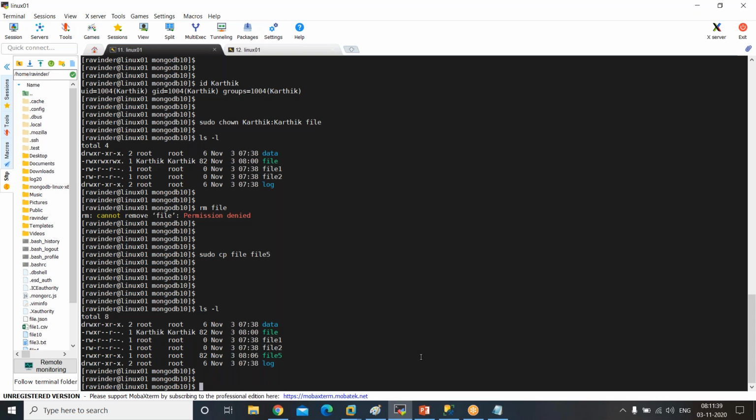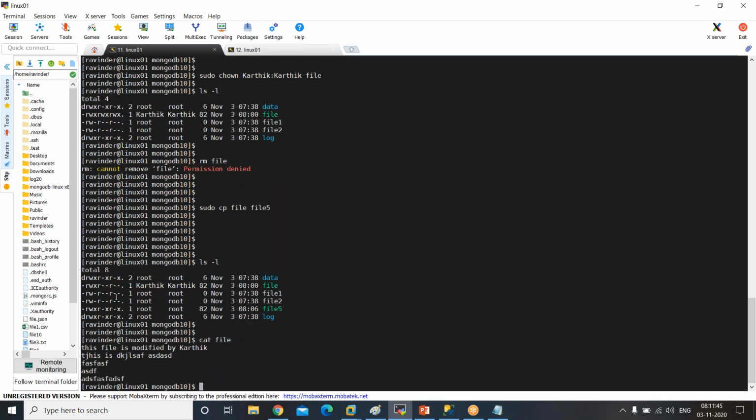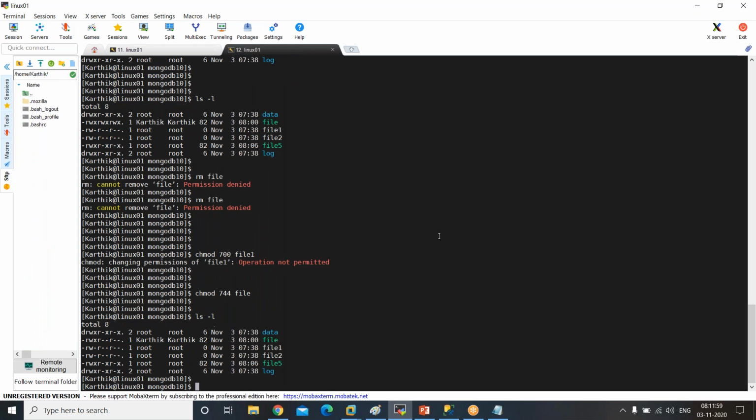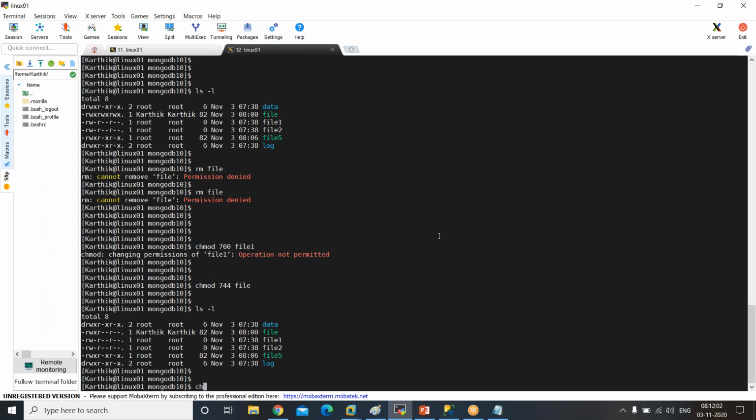Can he read this file? Yes, he can read it. Why? Because others have the read permission here. But I want to take out that read permission for others. Who can take it out? Either the administrator can take it out or the owner can take it out. So he's the owner, Karthik. Now chmod. You don't need to use sudo.